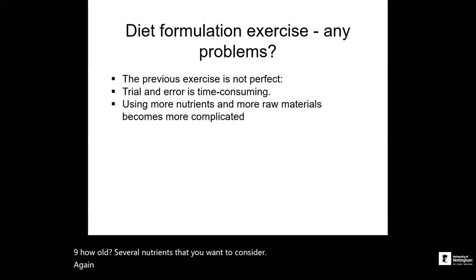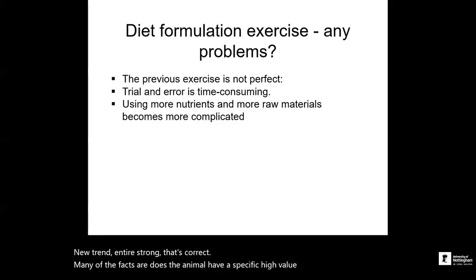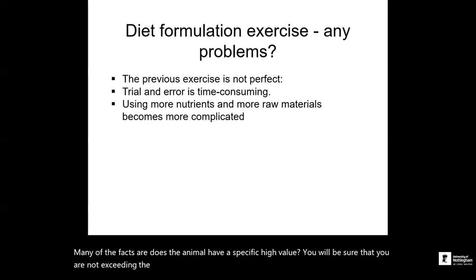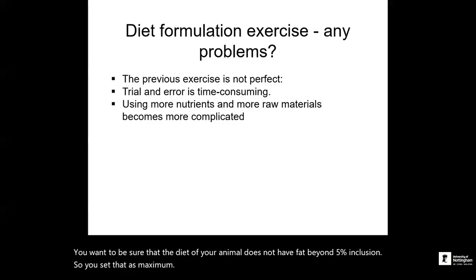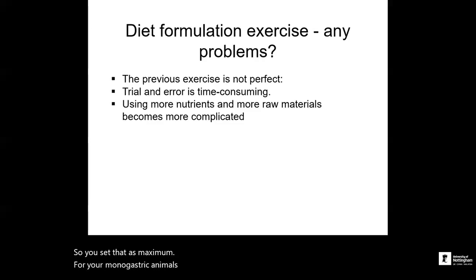Again, bearing in mind that there are certain nutrients that you can have a maximum of. For example, a nutrient like ether extract, that's fat. Does the animal have a specific ether extract requirement? You want to be sure that you are not exceeding a certain threshold. For example, with dairy feed, you want to be sure that the diet of your animal does not have fat beyond 5% inclusion, so you set that as maximum. For your monogastric animals, you want to set a maximum for your crude fiber. Remember, they are not ruminant animals.